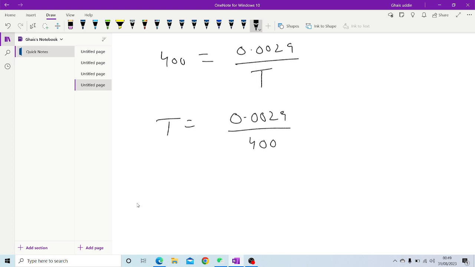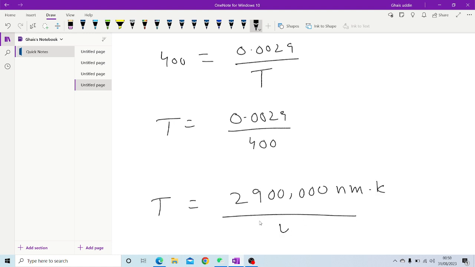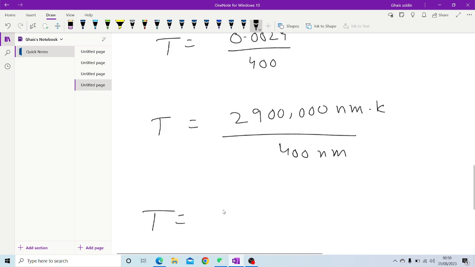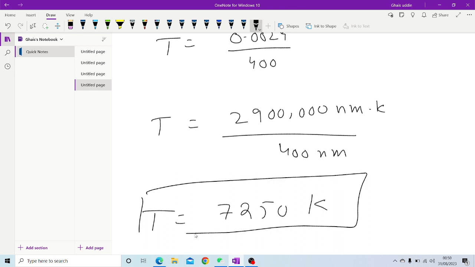We will convert this value to nanometers. Then the temperature is equal to 2,900,000 nanometer Kelvin divided by 400 nanometer. So we get the temperature of around 7250 Kelvin. We can find the temperature of any body.